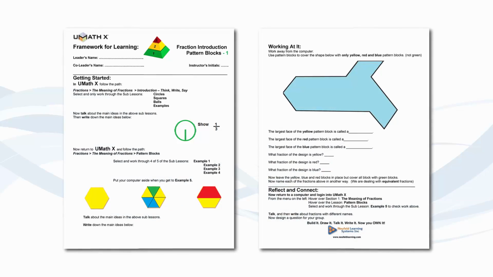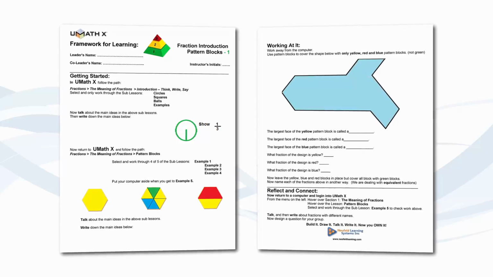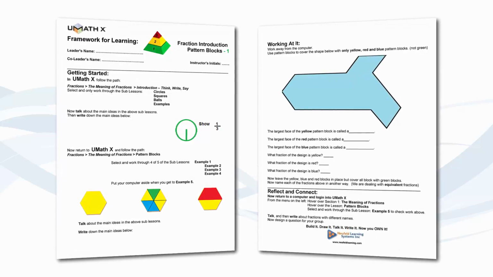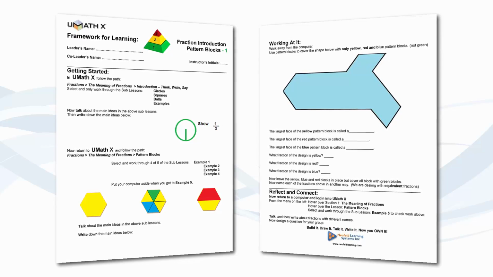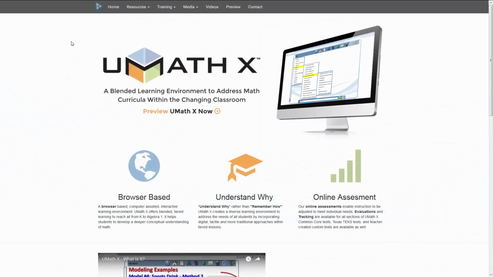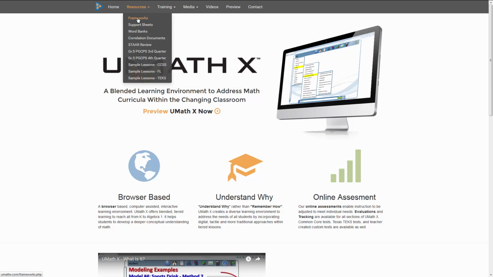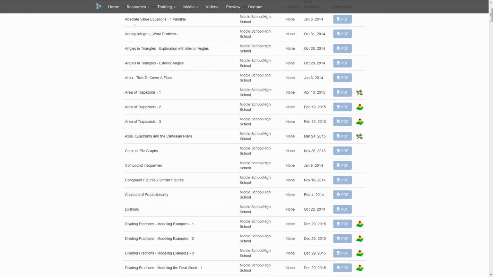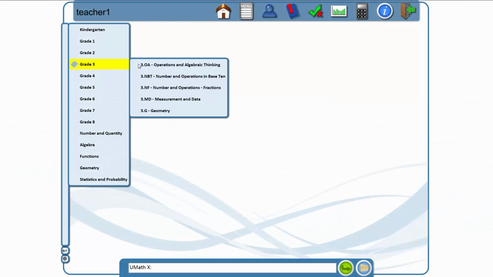Frameworks are two-page printouts that direct work in groups and offer a variety of approaches: on-computer UMath X lessons, the use of desktop manipulatives, paper activities, and directed discussion. The frameworks are PDF files that can be downloaded and printed, and are found both on our website by clicking Resources and then Frameworks, and within the curriculum menus.